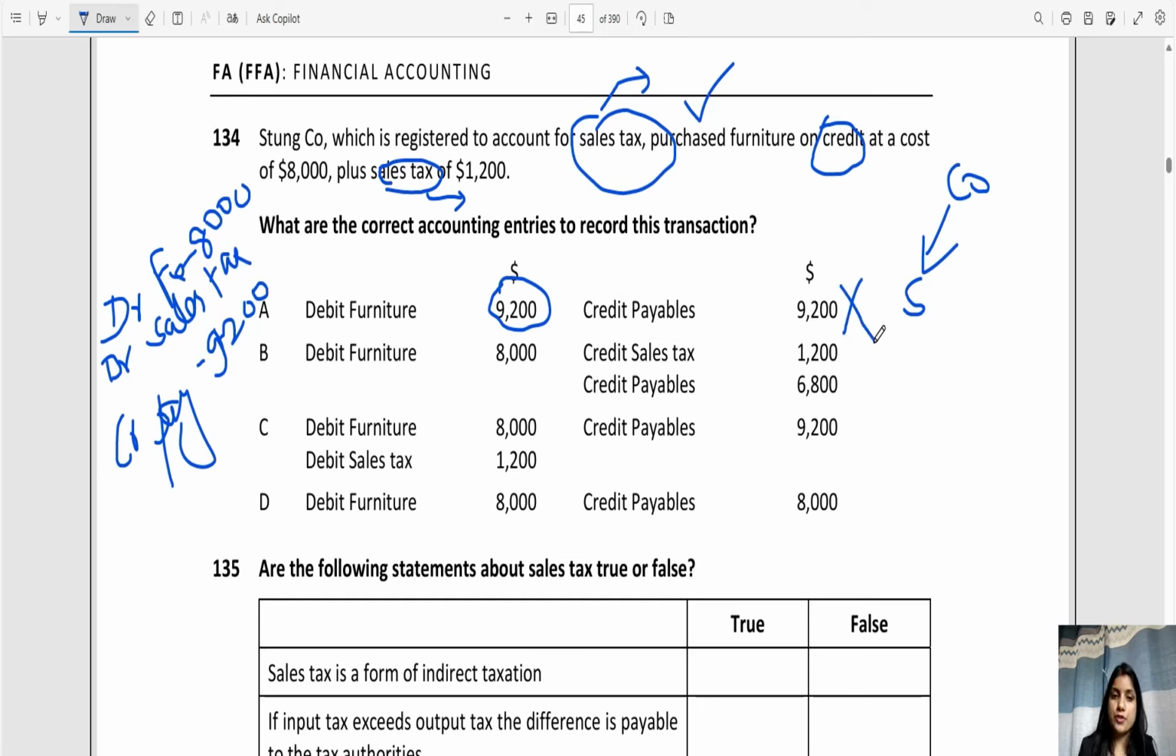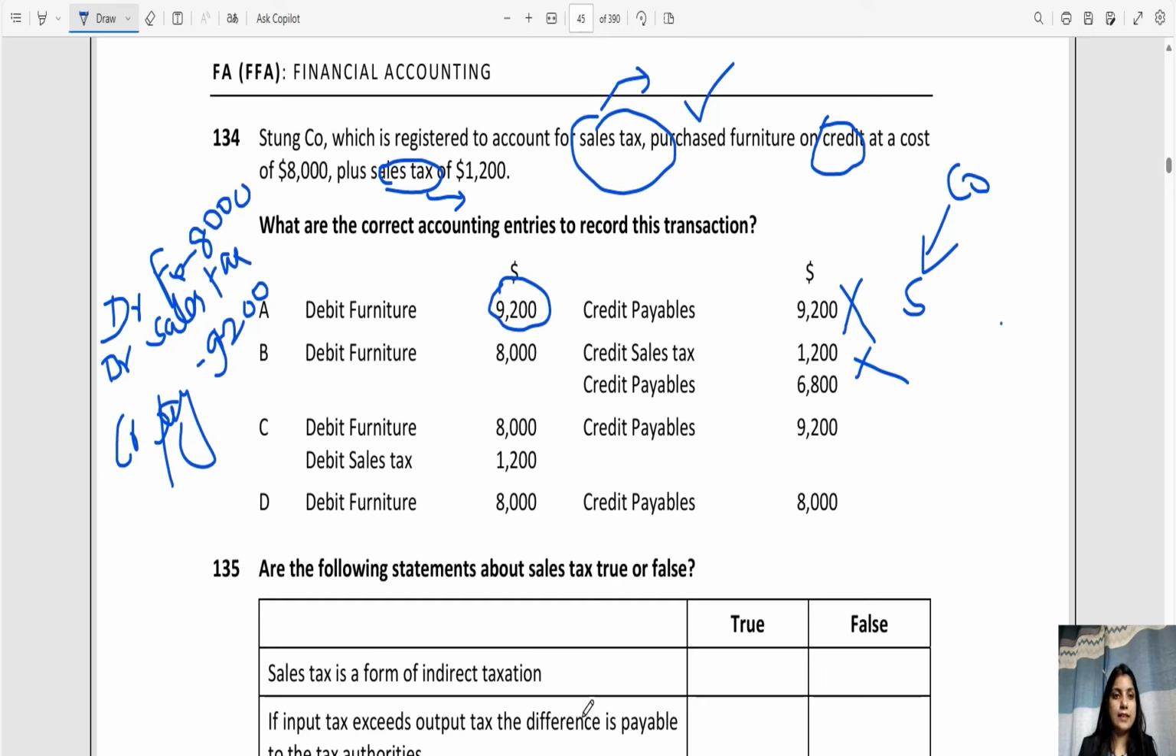And moving to option B, they have credited sales tax. As I said, this sales tax is receivable from HMRC, so we will simply net off this amount from the VAT that is payable to HMRC. That's why we will debit, not credit. So it's also incorrect. Regarding option C, it's correct. And regarding option D, it's the same as A, and they have only used the amount of 8,000. They have omitted 1,200. In this way, we can find our correct option. That's C.